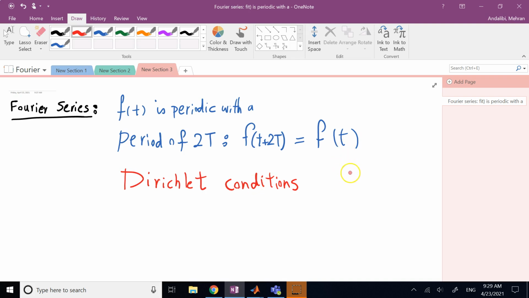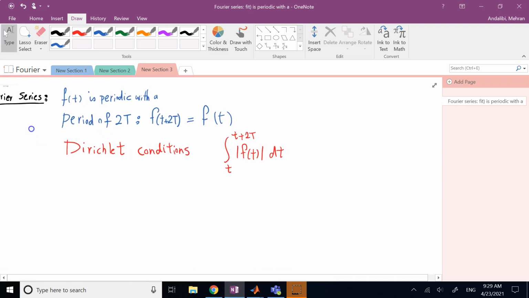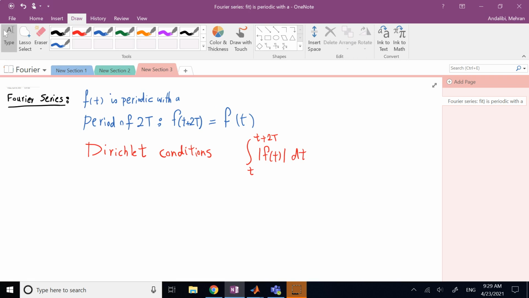When you say absolutely integrable, it means the integral of the absolute value of the function in that range, let's say in any range from t to t plus 2t, this thing should exist. Okay, it should not go to infinity. We call it the function is absolutely integrable. Or if the function is of finite variation, it means the function changes should not be almost like infinite.